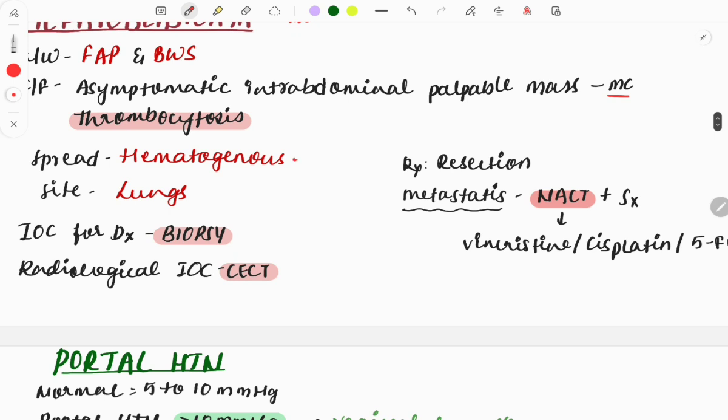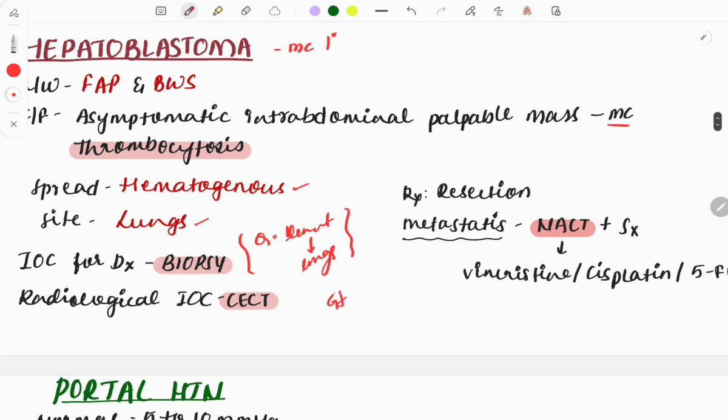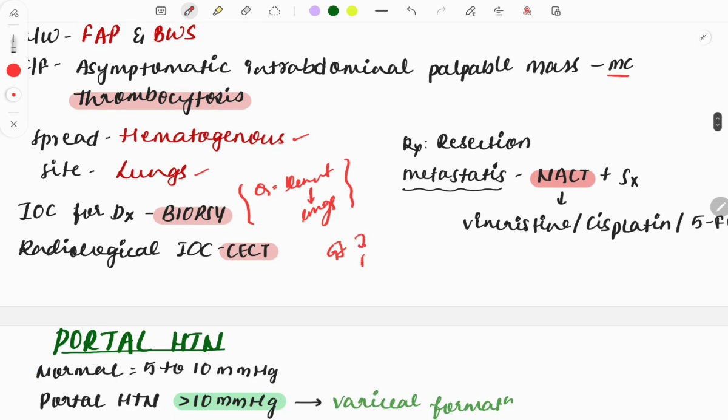The spread is hematogenous, and the site is the lung. Remember one statement: whenever you see hematogenous spread, the most common organ will be the lungs. And in case of other GI diseases, if the spread is through the portal vein, it will go to the liver. So the liver will be the most common site of metastasis in other GI cancers like rectal cancer, anal cancer, stomach cancer, and so on. Take these two statements to remember.